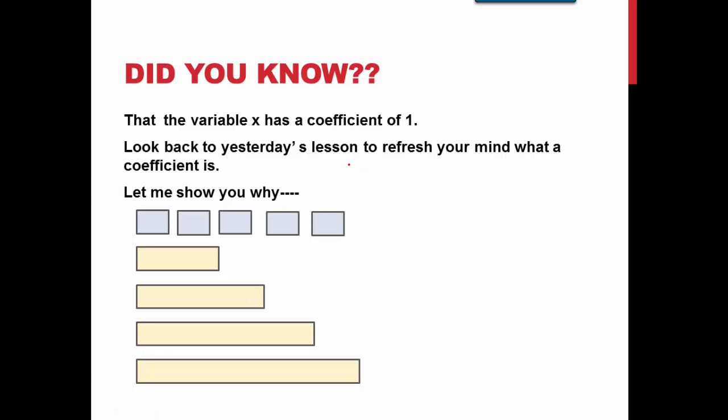Now that you know what a coefficient is, a factor of the variable. So we're saying that x equals 1. So this is 1, 2, 3, 4. There are 5 x's, and each one has a coefficient of 1. So if I put 2 of these together, it would be 2x. If I put 1, 2, 3 together, it would be 3x. If I put 4 together, it would be 4x. And if I put 5 together, it would be 5x.